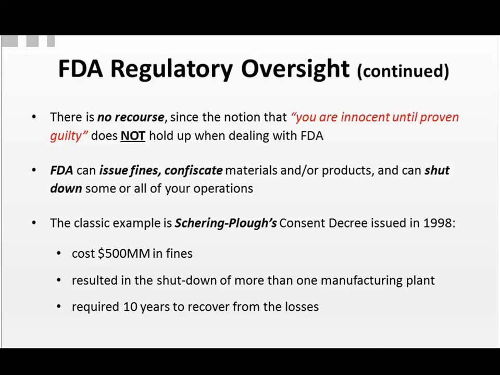A classic example of this happening was in 1998 when Schering-Plough, a pharmaceutical company, underwent a consent decree from FDA. It cost them $500 million in fines. It resulted in them having to shut down more than one of their manufacturing plants, and it took about 10 years for them to recover from all of those losses.